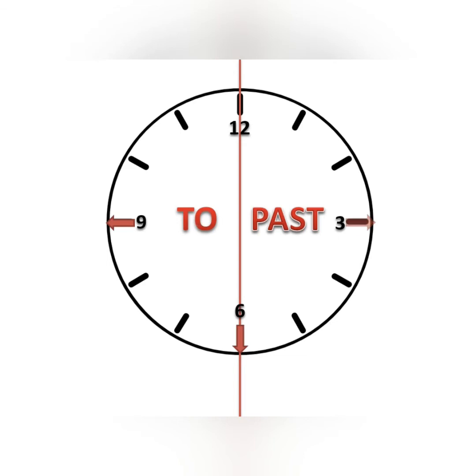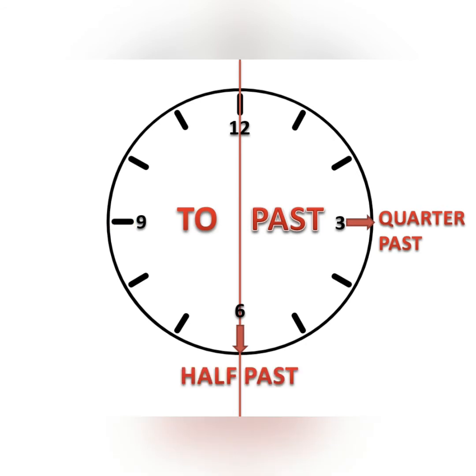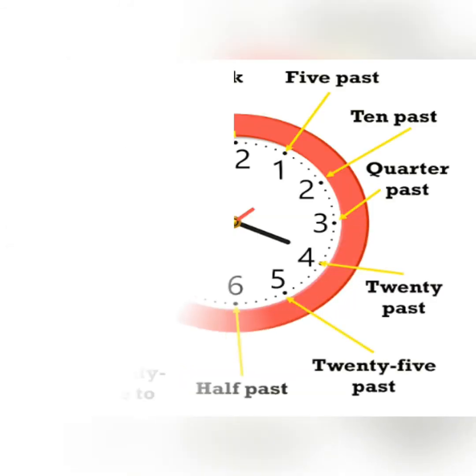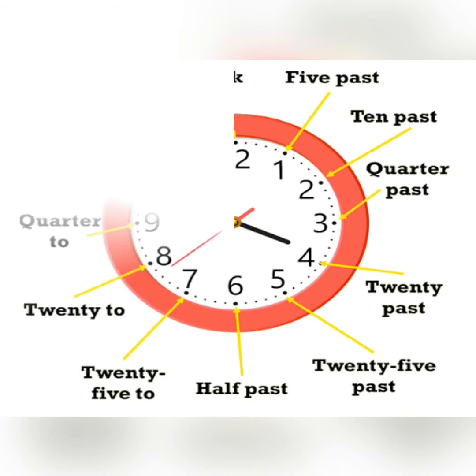When the minute hand of the clock reaches 3, we say quarter past. When the minute hand of the clock reaches 6, we say half past. And when the minute hand reaches 9, we say quarter to. So let us take a clock and learn a little more about time.